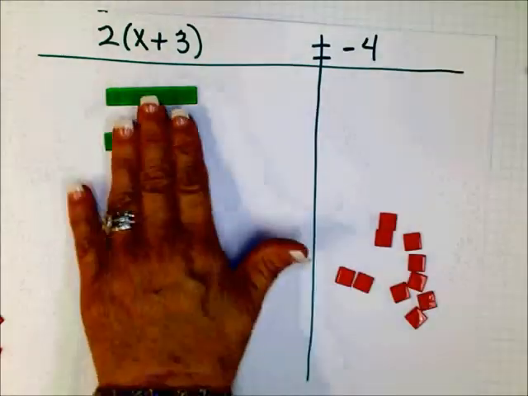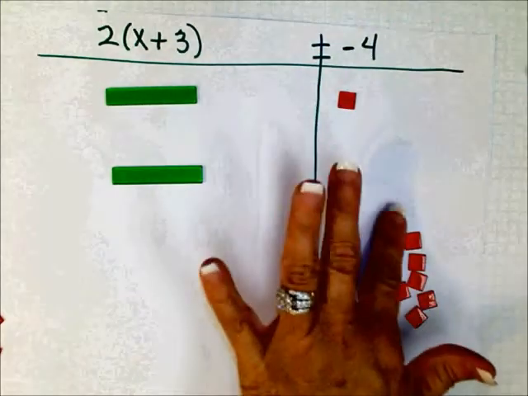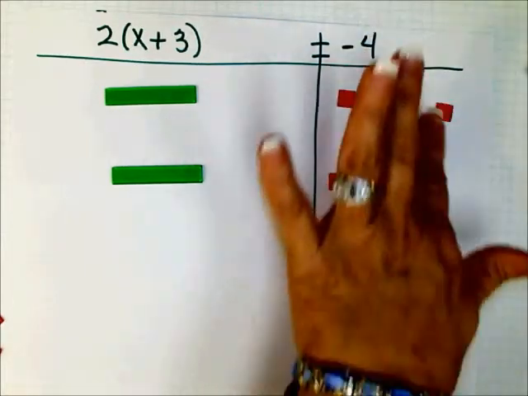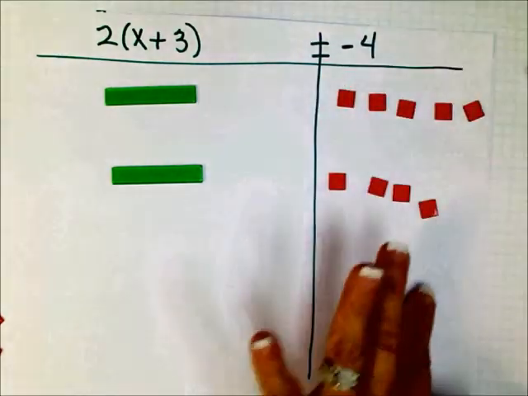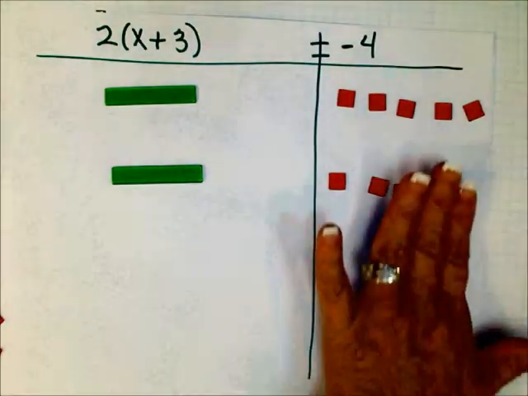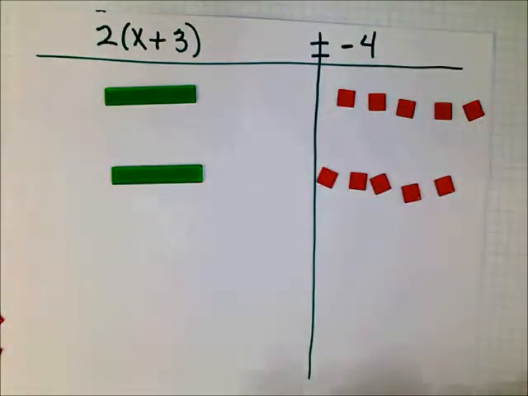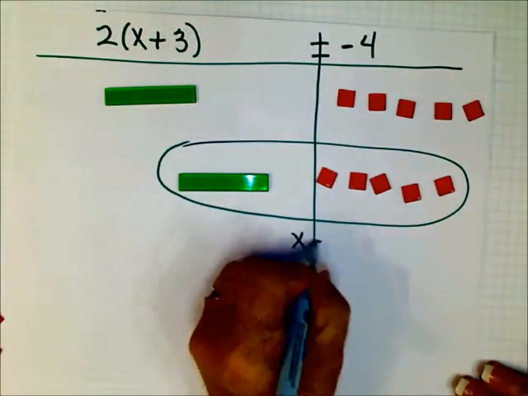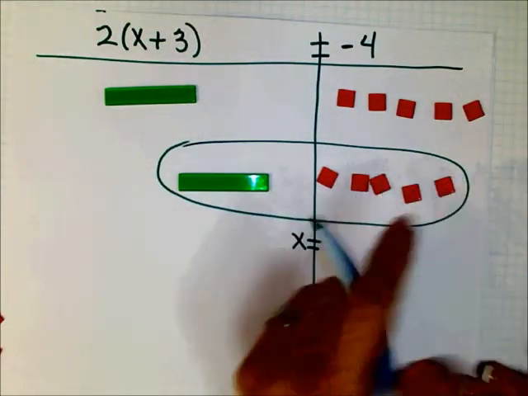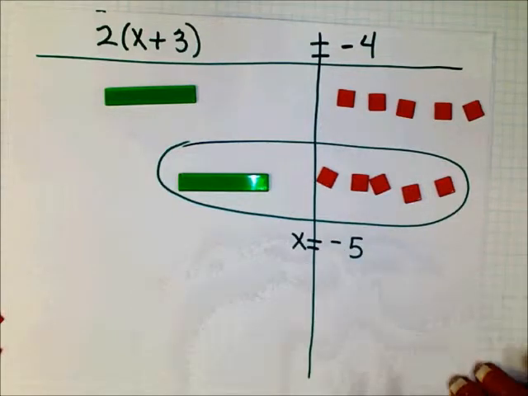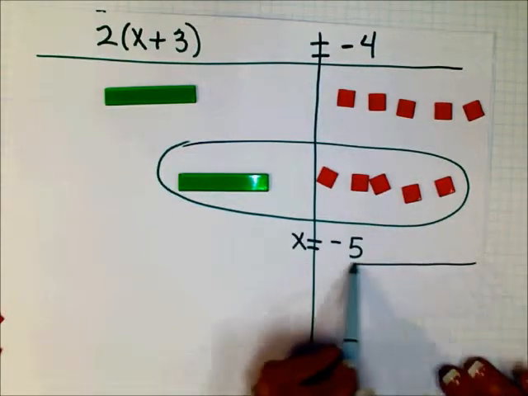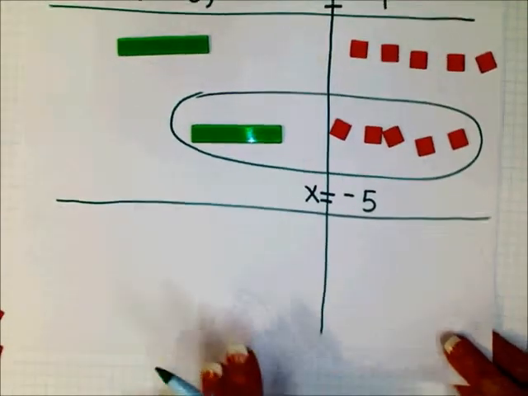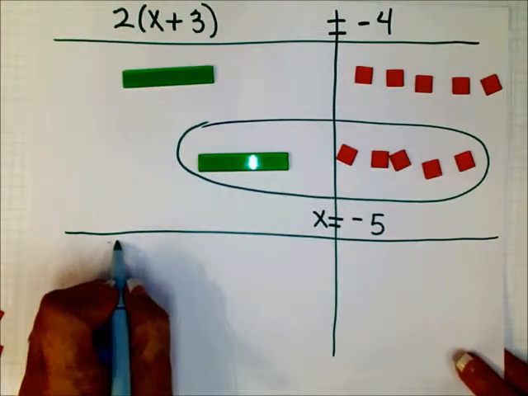So now we're going to sort 1, 1, 1, 1. All I'm doing is sorting. So that when I look in each group, I see that each group has an x and 1, 2, 3, 4, 5 negatives. So the value of x is negative 5. Okay, so let's check this problem and see if that's actually what we get, if it works.